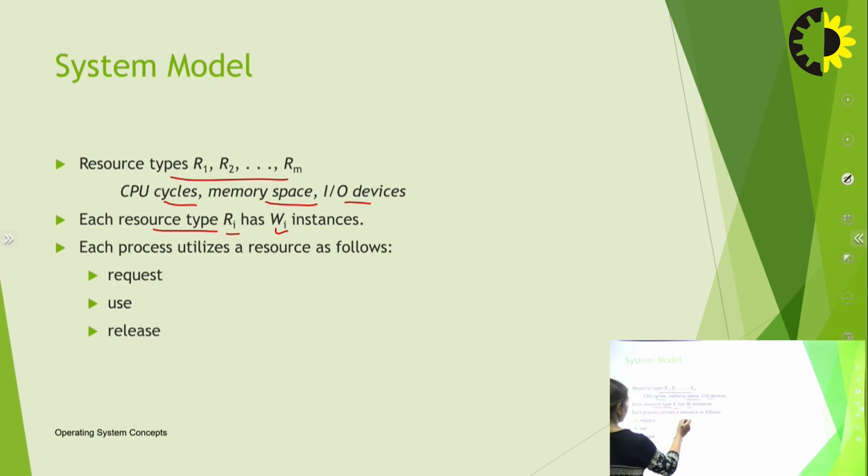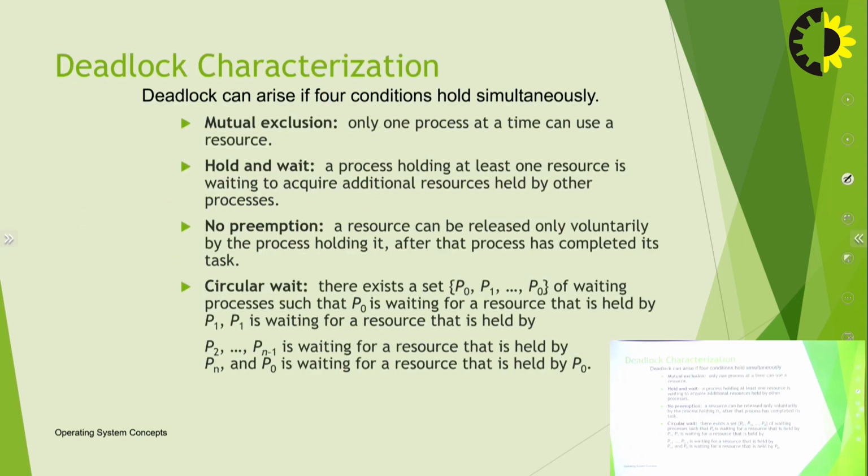Each process utilizes the resource as follows. First, it will request the resource, then it will use that resource, and after using it, it will release the resource. Now, the four important conditions for a deadlock to occur are mutual exclusion, hold and wait, no preemption, and circular wait.